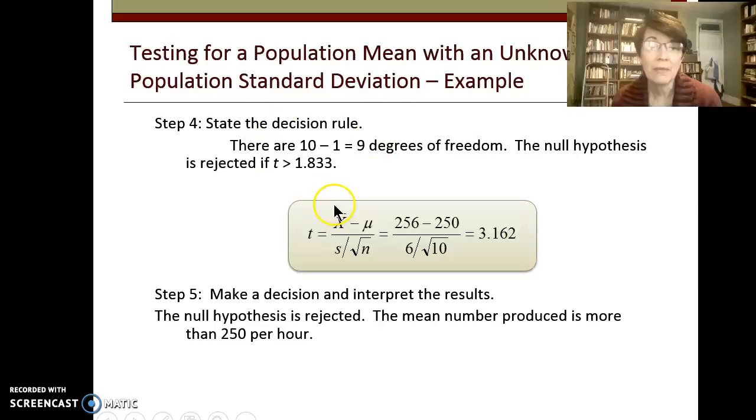Do the math right here, and I end up with 3.162. Wow, that's a lot greater. So we reject. We reject the null hypothesis. We have changed the mean by using this new machine. We have increased our production.